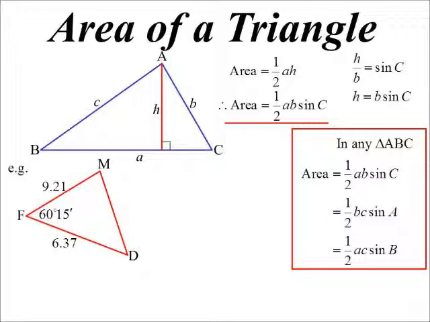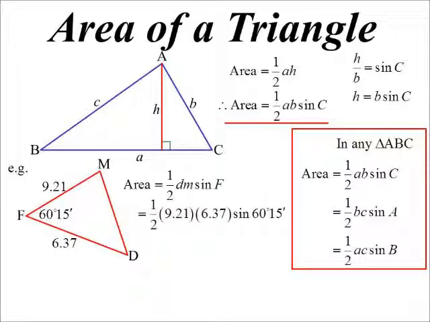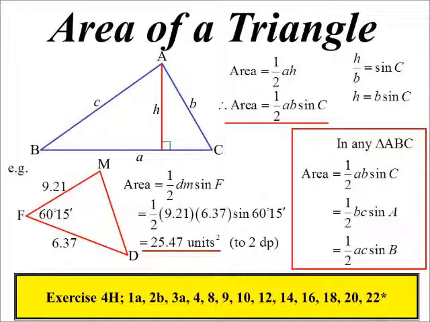So let's just do a quick little one there. Half DM sine F in this case. Subbing in, it's just calculator work. Again, I've done mine to 2 decimal places because the question has 2 decimal places. We get our area. So that's a quick recap of the sine rule and the area of a triangle.